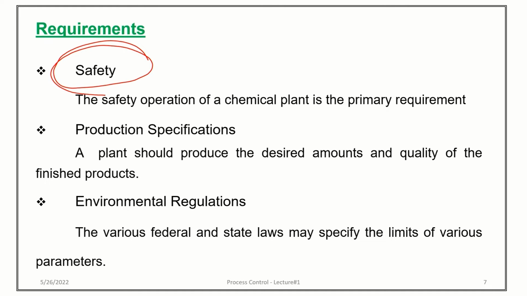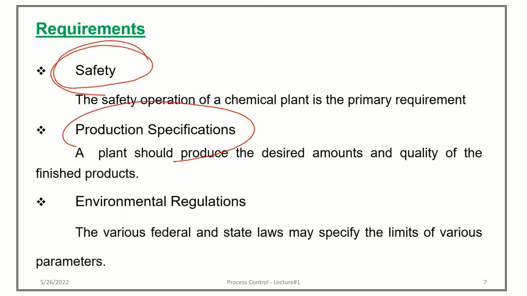Suppose we design a reactor that should be operated below 100 psi. In that case, we need a pressure control system in order to ensure that the reactor is operated below 100 psi, right? So this is called a safety requirement. Not only pressure, they may impose constraints on the temperature, maybe on the chemical composition, etc. So these are all called safety requirements.